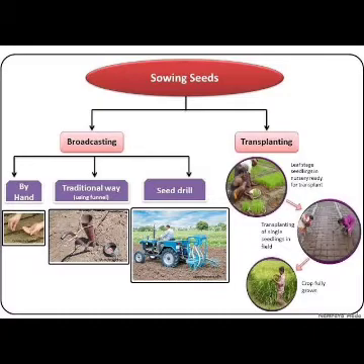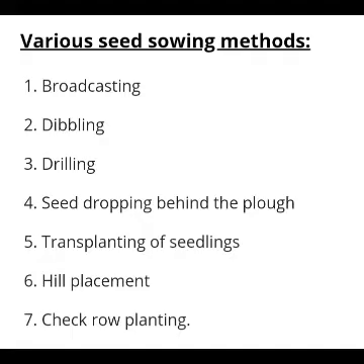The various seed sowing methods are broadcasting, dibbling, drilling, seed dropping behind the plough, transplanting of seedlings, hill placement, and check row planting. So one by one we discuss these methods.